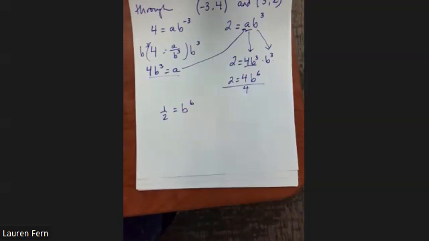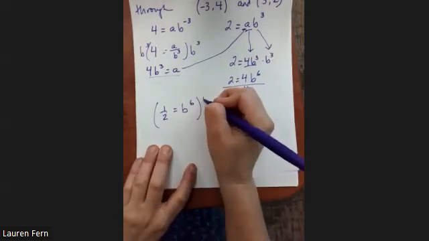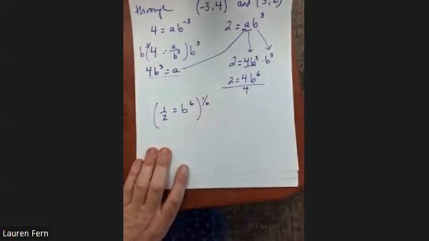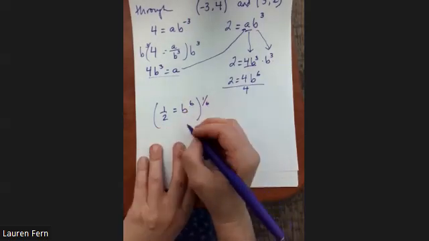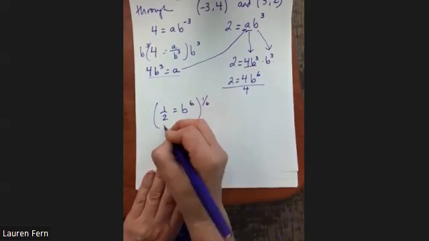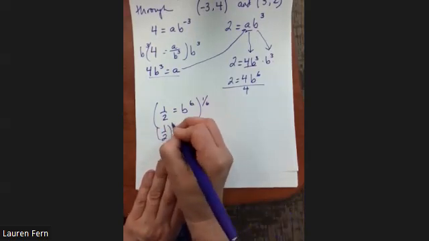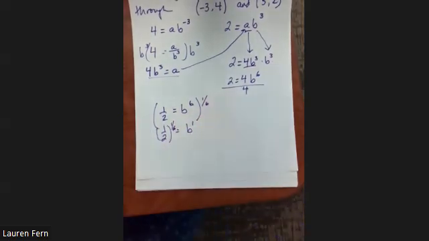I don't want b to the 6th, though. I want b. So how do I get b alone? Raise both sides to the 1/6 power. Okay? Because b to the 6th to the 1/6 is b to the 1st. What we need to compute is 1/2 to the 1/6 power.